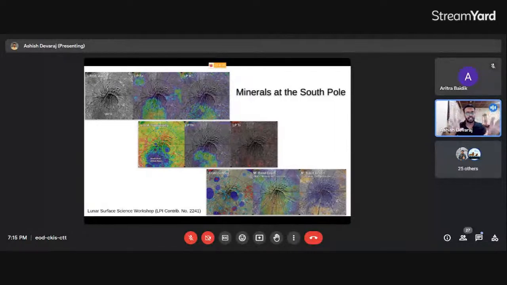You will see a lot of iron there, a lot of titanium there, and thorium, which is used as a radioactive material, all of which can generate energy. All those things were enriched when the South Pole Aitken basin was formed. That blue region is called the South Pole Aitken basin. So this is the second reason why South Pole is so interesting.